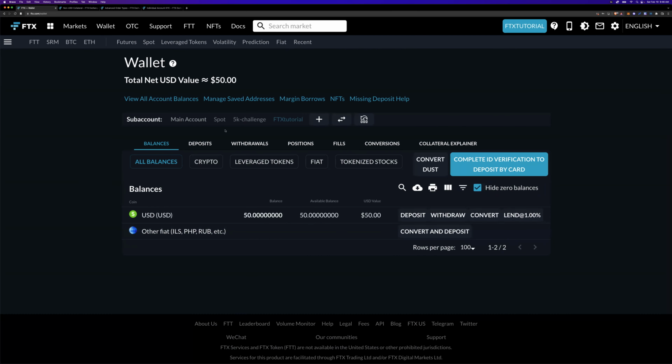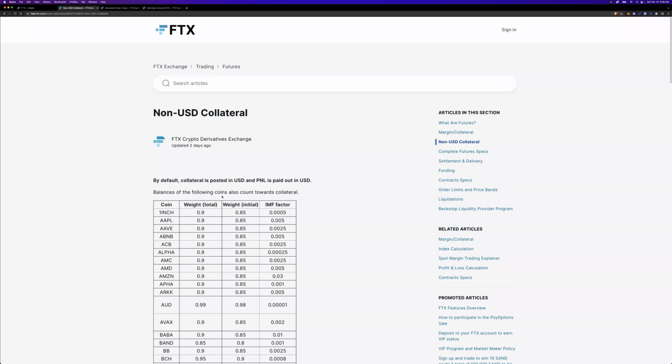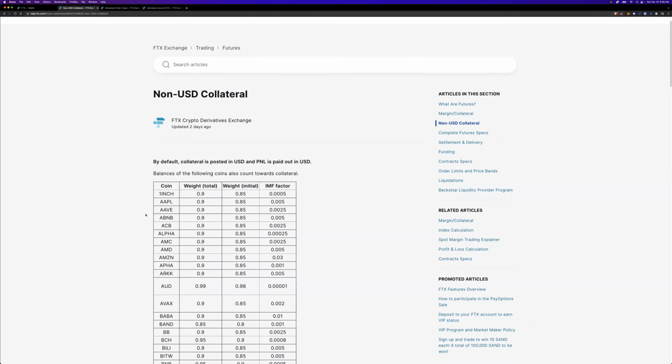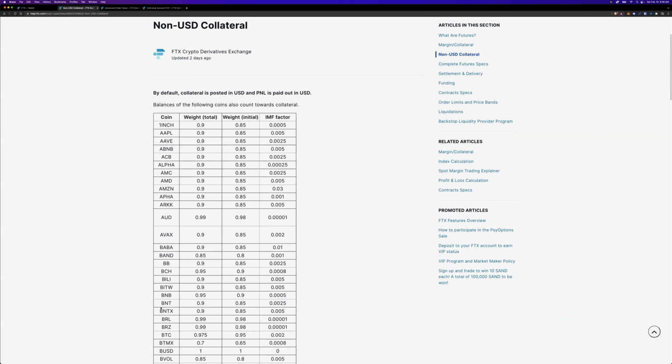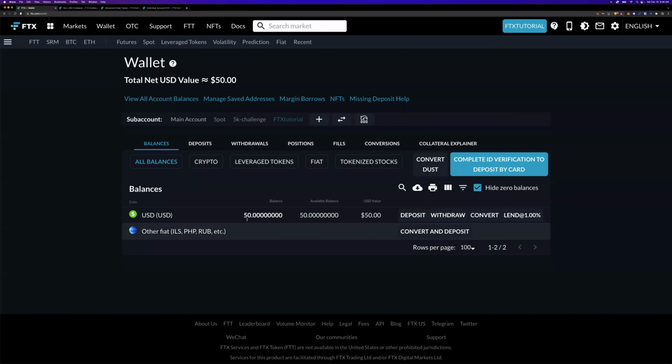And that spot you can refer to in the non-USD collateral page right here. You can see that if I buy, let's just say Bitcoin spot, it gives me this weighting, meaning the total weight is 0.975. What does that mean? That means that if I buy $100 worth of Bitcoin, $97.50 of that will be usable towards collateral of other levered positions.